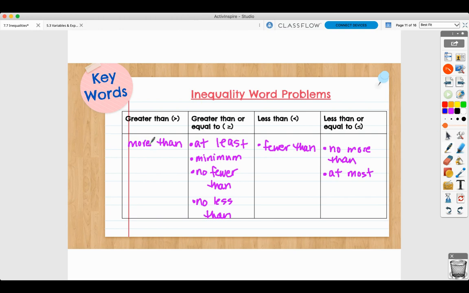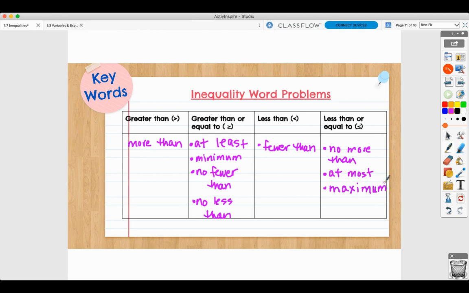So for greater than, typically you see more than, greater than or equal to, at least, minimum, no fewer than, no less than. For less than, you see fewer than, less than or equal to. Another one I can add on to this is maybe maximum, I think.